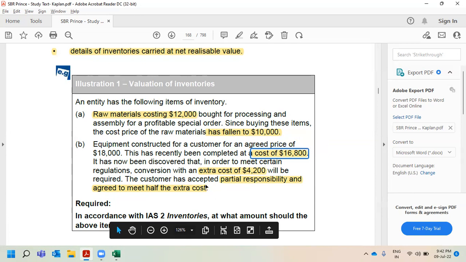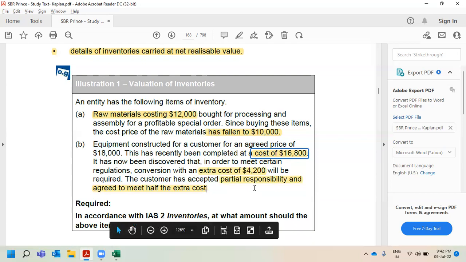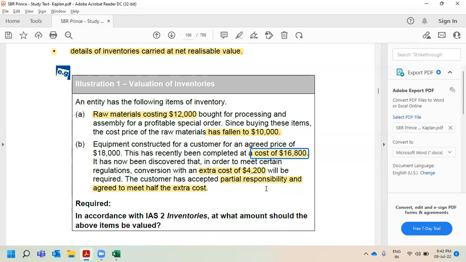Later we get to know that we have to incur an extra 4,200 in order to sell it, which is what the regulator requires. But the customer has told us that we don't have to incur the full 4,200. He will suffer half, 50%, which is basically 2,100. So now what we have to do is valuation.